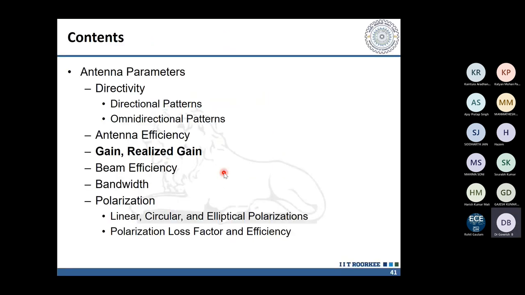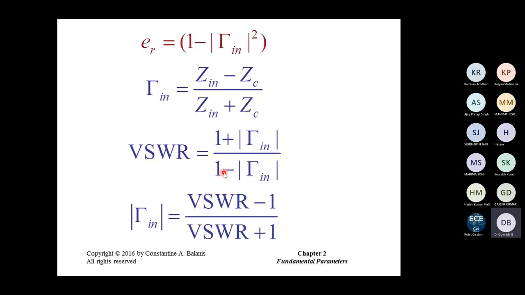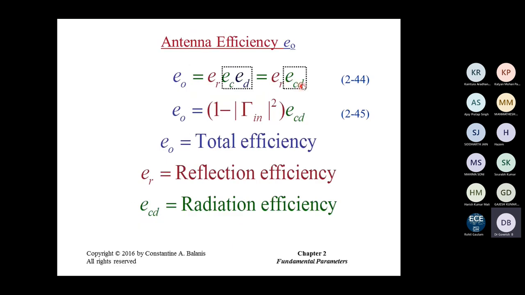Okay. So that was regarding antenna efficiency. You know how to calculate the antenna efficiency given ECD and the reflection coefficient or Zin. If you know Zin, you can calculate gamma in. Once you know gamma in, you can calculate reflection efficiency. Once you know reflection efficiency and ECD, you can calculate the total efficiency. It's nothing but the product of radiation efficiency and reflection efficiency.